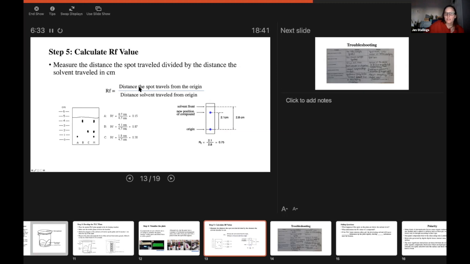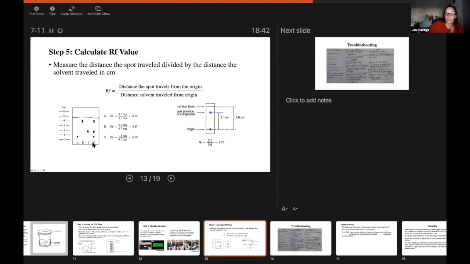So we have A here, which went up just under 1. So we're going to say the distance that spot A traveled was 0.7. So we would write RF of A, or they wrote A and then RF, something like that, so you can tell which spot you're talking about. And then the solvent front is this line here, and it went up to about 4.7, like they wrote here. So the distance the solvent traveled is that solvent front line. So we're going to divide 0.7 by 4.7. So our RF of spot A is 0.15. And then we would do the same for B and C.